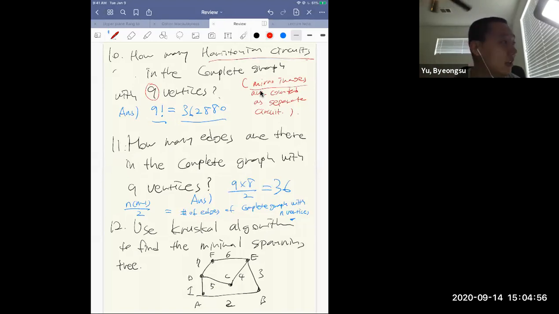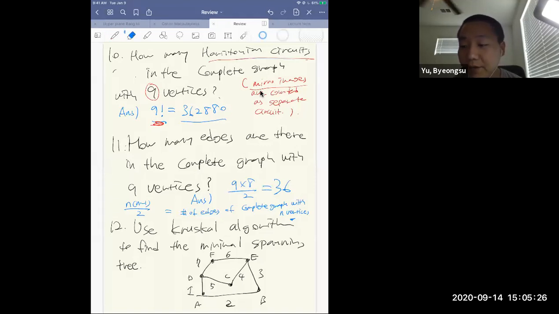But in this exam, if my memory is correct, the only problem is finding Hamiltonian circuits of a complete graph with some number of vertices, right? So I think you can use your calculator to calculate this in your exam. So there is no problem calculating it. Okay, great.